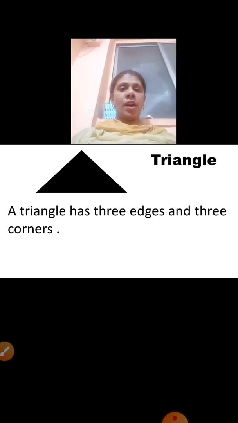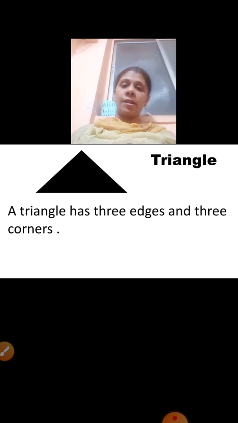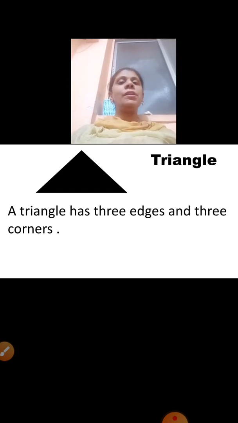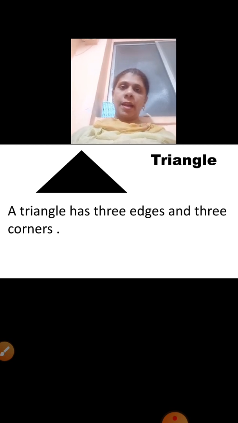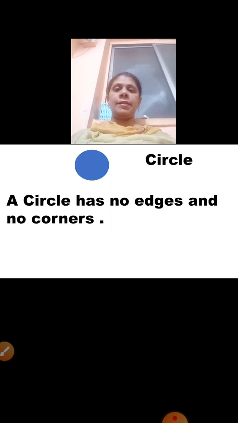Repeat. A triangle has 3 edges and 3 corners. How many edges does a triangle have? 3, correct. And how many corners? 3. A triangle has dash edges and dash corners. 3 edges and 3 corners. A dash has 3 edges and 3 corners. A triangle has 3 edges and 3 corners. Understood? Now let us see the next shape.